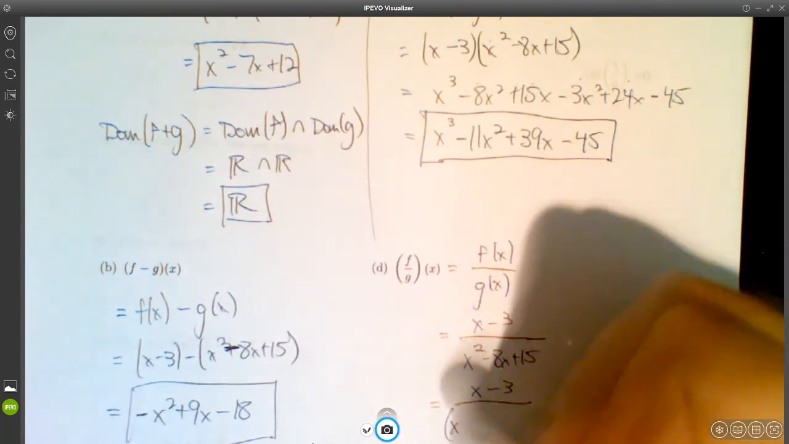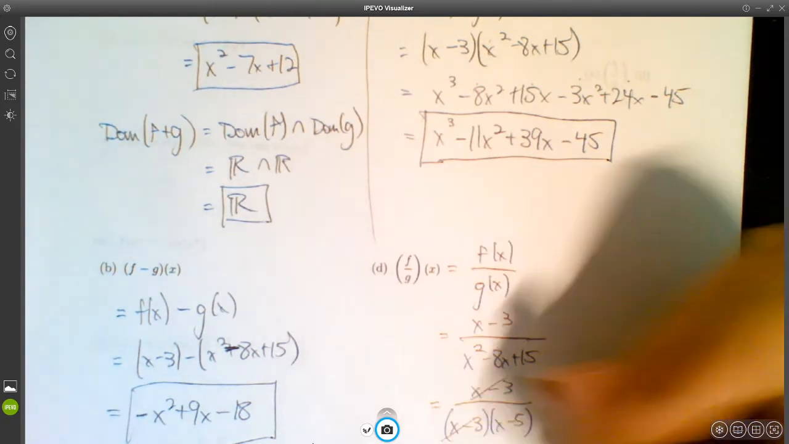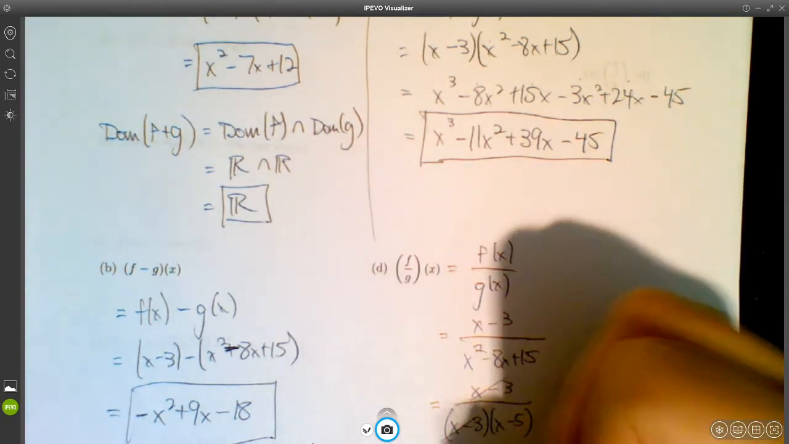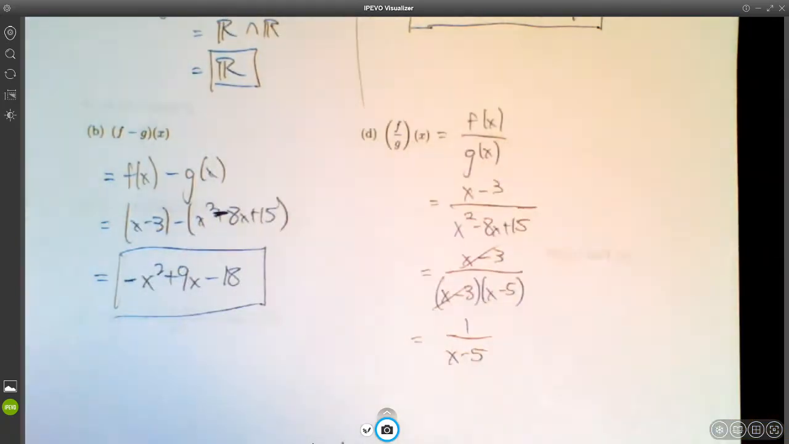I think this is going to be x minus 3 and x minus 5, sure enough. So we can cancel the x minus 3's. We get 1 over x minus 5. But now the tricky part is, if you're talking about the domain of f over g, it's not all real numbers anymore.